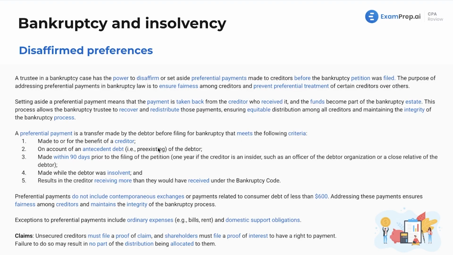Just keep in mind, you're going to incur debts after you file for bankruptcy. That's a different story. If it's made within 90 days prior to the filing of the petition, 1 year if the creditor is an insider, such as an officer or director of the debtor organization or close relative of the debtor. You don't have to worry about the parentheses too much there. But essentially, if it's made within 3 months of filing the bankruptcy petition, made while the debtor was insolvent, because at that point, you technically were going through bankruptcy. That's the rationale there.